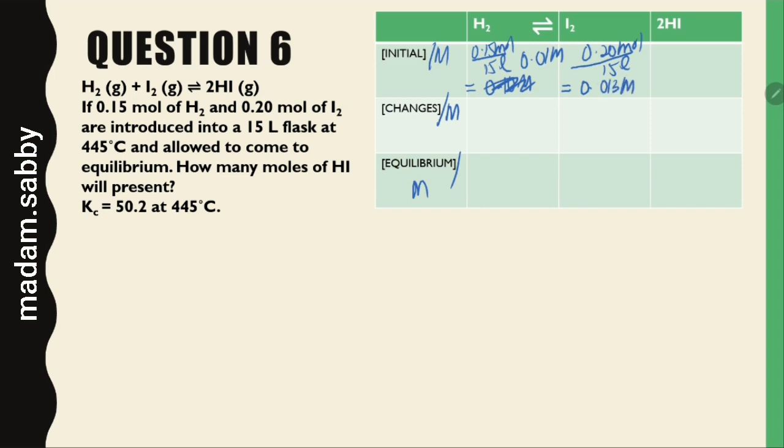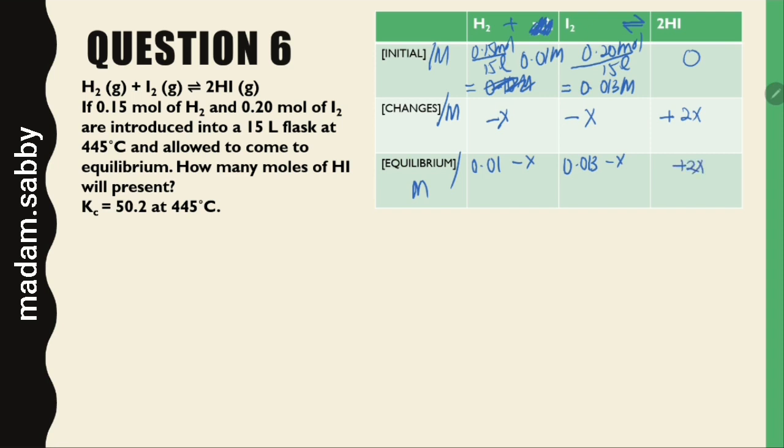0.013 molar, and hydrogen iodide is being produced, so 0. So the changes: hydrogen is negative x, iodine is one mole being used up, so negative x, and hydrogen iodide is positive 2x. This equilibrium reversible arrow should be between, with hydrogen iodide forming, so plus actually. Equilibrium concentration: 0.01 minus x, 0.013 minus x, and plus 2x.